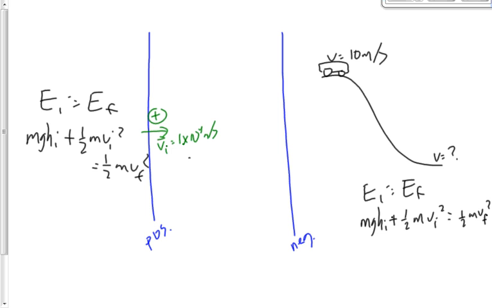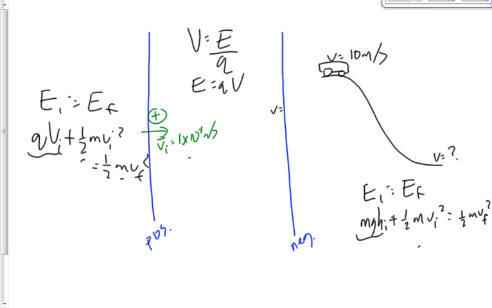But what we're going to do here is sub out the mgh, and we're going to sub in QV. QV is the electric potential energy. It comes from the equation for electric potential, V is equal to E over Q. We're just rearranging it to get E is equal to Q times V. Remember, not electric field is equal to Q times V, but electric potential energy is equal to QV. So we're going to say potential energy, just like over here, plus kinetic, just like over here, is equal to the final kinetic energy when it reaches this other side there.